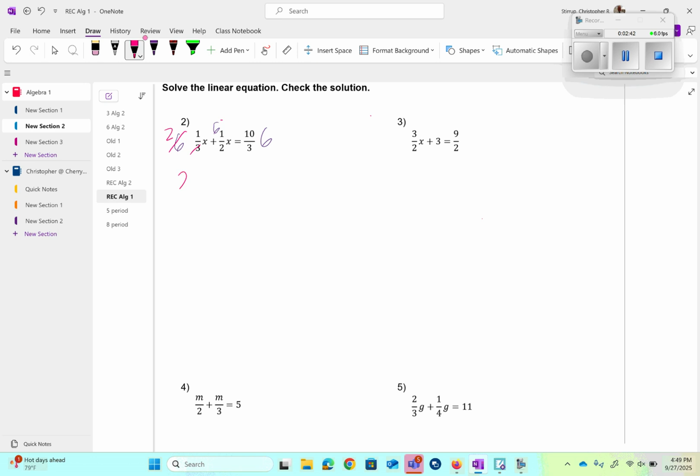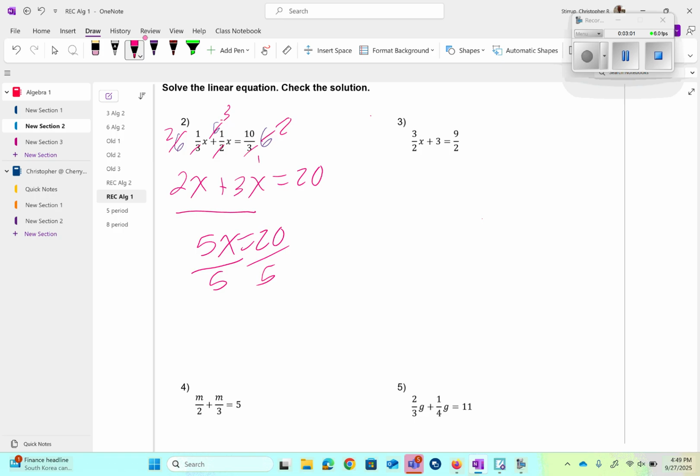So if I multiply everything by 6, this 3 would cancel this 6 out, make that a 2. So 2 times 1x is 2x. And then I'm going to cancel this out. 3 times 1x is 3x. And this 3 cancels into the 6, makes that twice. And that's going to make it a 20. So if we add these together, those are like terms on the same side. That gives me 5x equals 20. Divide each side by 5. These cancel out, so x is equal to 4.